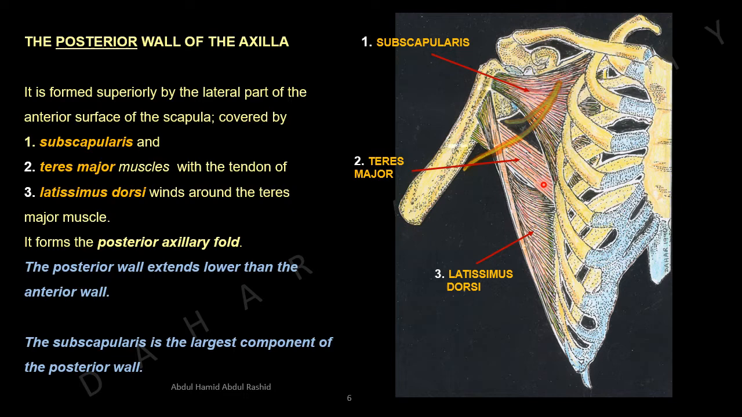The posterior wall extends lower than the anterior wall of the axilla. The subscapularis muscle is the largest component of the posterior wall. So you know what are the muscles forming the posterior wall of the axilla: subscapularis, teres major, and latissimus dorsi.